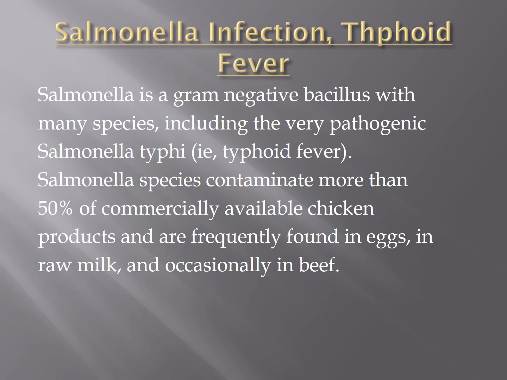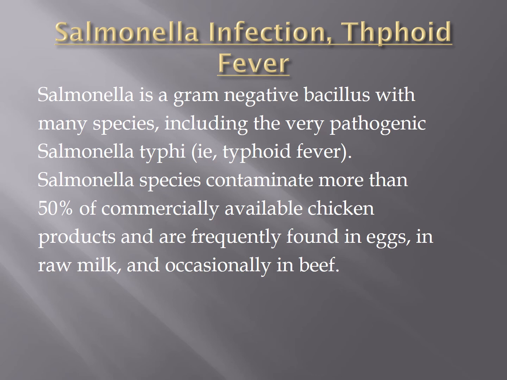Okay, now we come to salmonella infection, which results in typhoid, what we call typhoid fever. Salmonella is a gram-negative bacillus with many species, and the organism that causes the typhoid fever is called Salmonella typhi. This organism contaminates more than 50% of commercially available chicken products and is frequently found in eggs, in raw milk, and occasionally in beef.